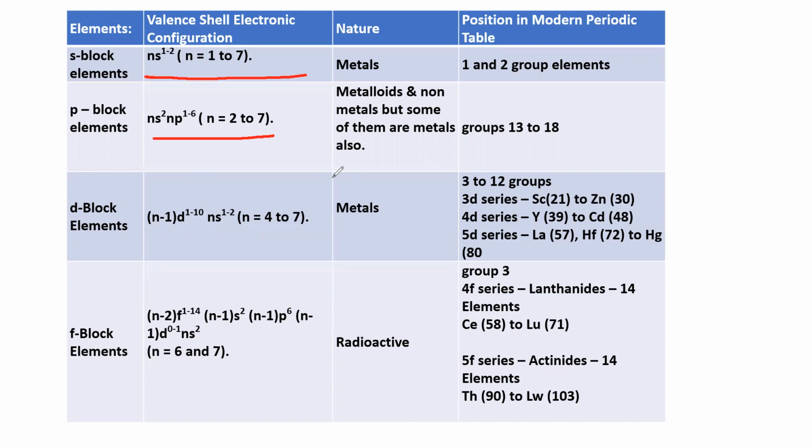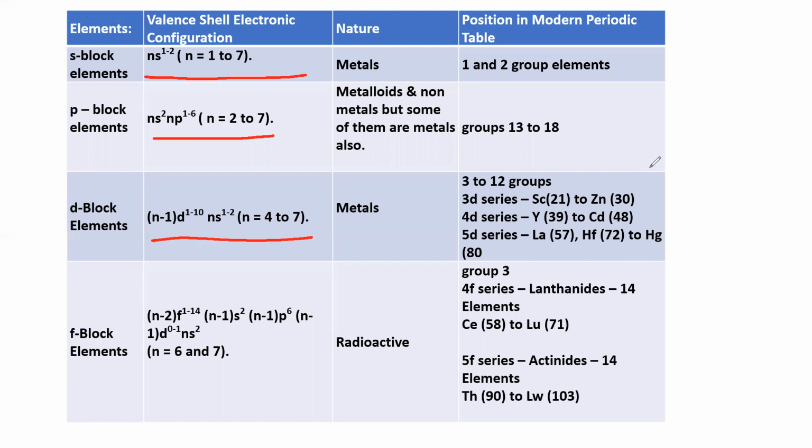Next we have D block elements. The D block elements' outermost configuration is (n-1)d1 to 10, ns1 or 2, where n is equal to 4 to 7. If you take n equal to 4, then (n-1) becomes 3, so 3d 1 to 10, 4s 1 or 2. That is what we have in groups 3 to 12: 3d series, 4d series and 5d series, and the 6d series is also present. We have a total of 40 elements in the D block, and all D block elements are metals, but they are less electropositive when compared to S block elements.